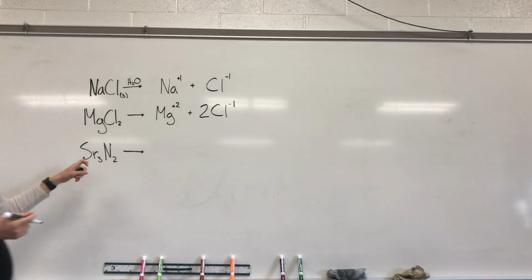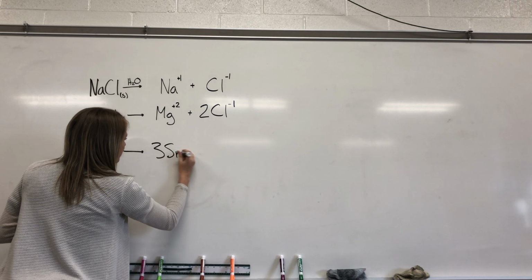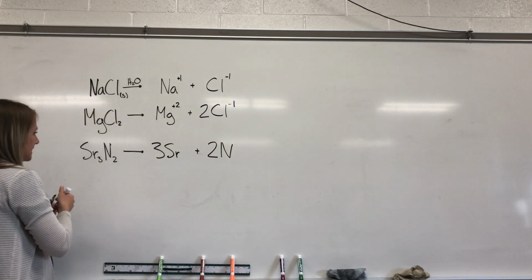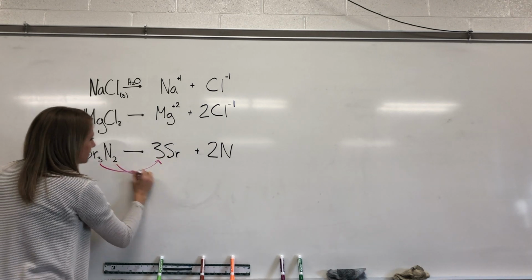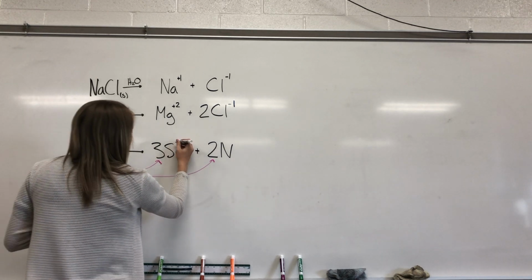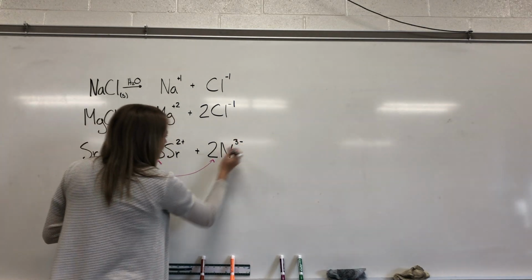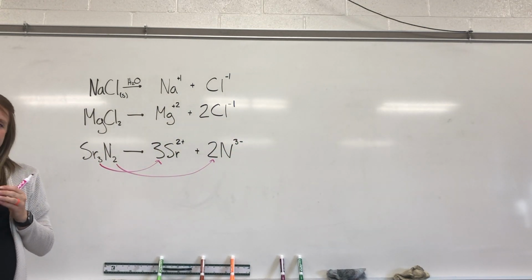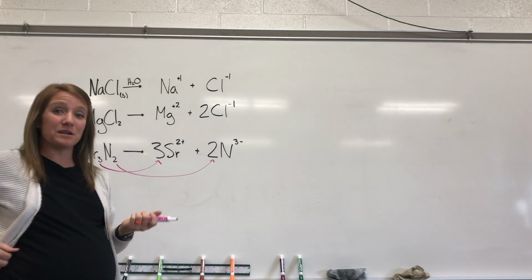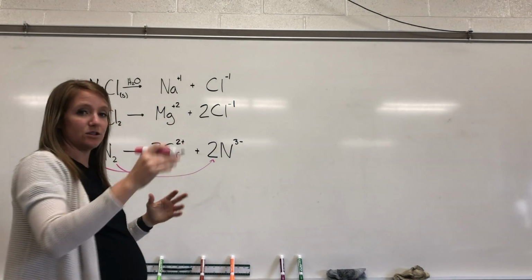Okay, last one here, separate it first. So we're gonna have 3 strontiums and 2 nitrogens. Once again, noticing the little numbers come out front, and then we have their charges. So we have strontium with a 2+ charge and nitrogen with a -3 charge. Okay. Now, let's draw a picture of what that looks like floating around in the water. So that's what in the box right below these, you can draw this picture.